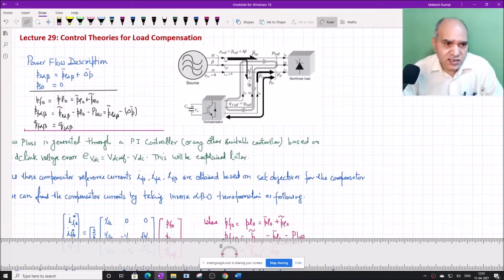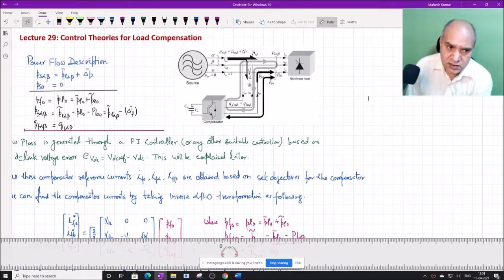Alright, so this is lecture 29, which discusses the control theory for load compensation, in continuation with the previous discussion. In the previous discussion we formulated the objective conditions for the compensator, that is, how to substitute the compensating powers in terms of the load powers.